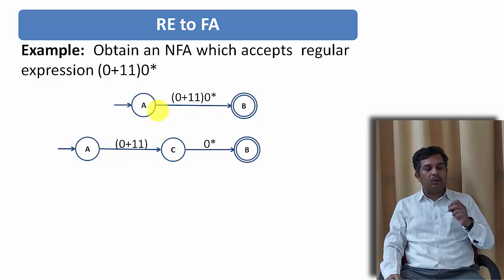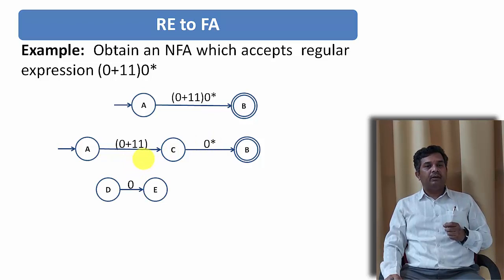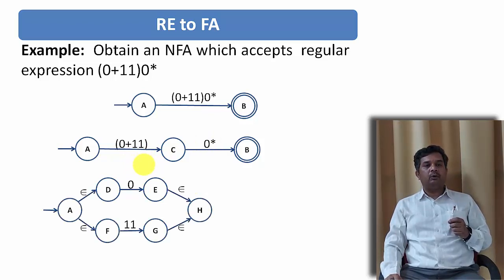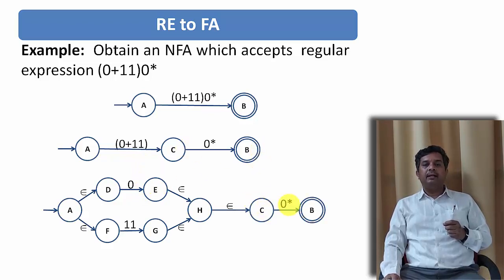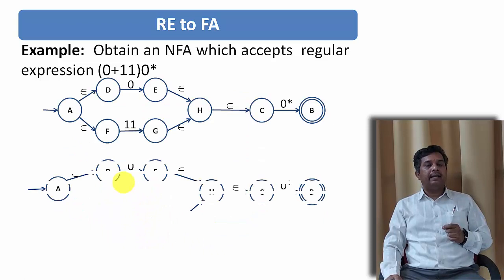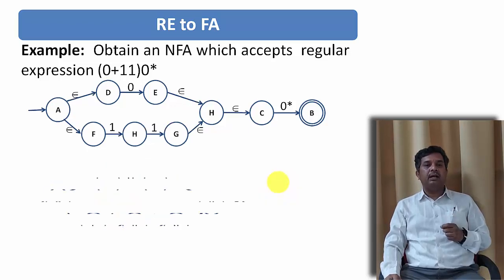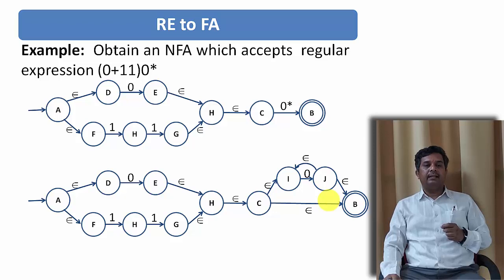I have introduced one more state C here. Now from A to C there is a plus operation, and from C to B there is a Kleene closure operation. For A to C, if I want to represent, it will look like this. And from C to B, it is 0 star. Now you can see here there is a concatenation on 1 and 1. I can represent this like this. Two 1s will be coming in a series. And at last I am having 0 star, and 0 star can be represented in this way.